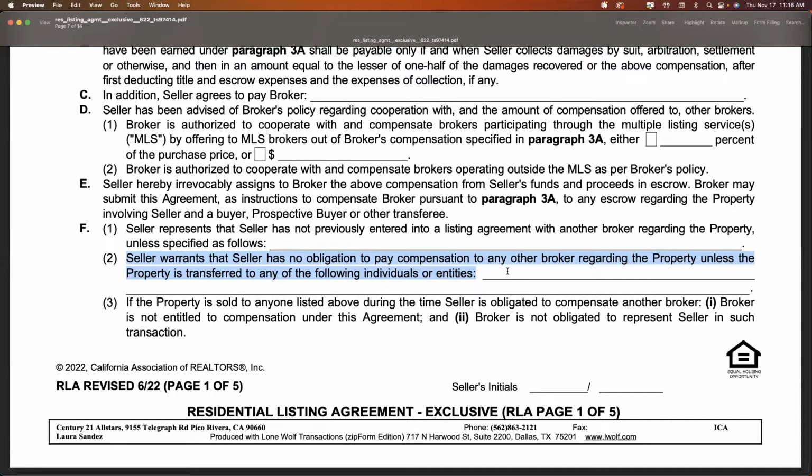If he did, then I would put "see attached list," and I would attach to the listing agreement that list of exceptions. And then if any of those people were to write an offer, what I would do is say to the seller, okay, I'm stepping out. I've contacted your previous listing agent. They are now going to step in and represent you in the sale of this house. That's the way it's supposed to work.